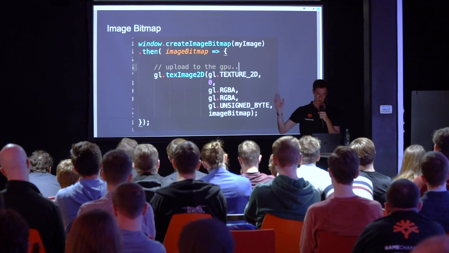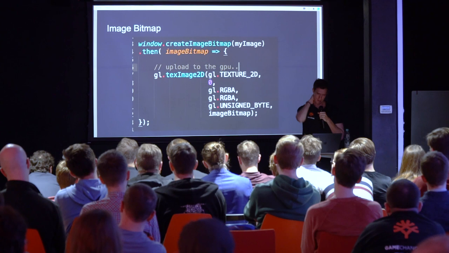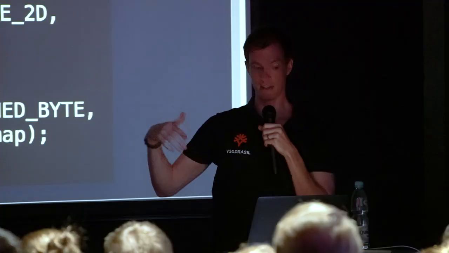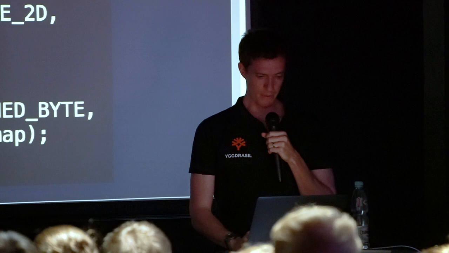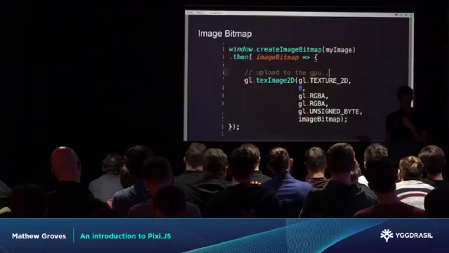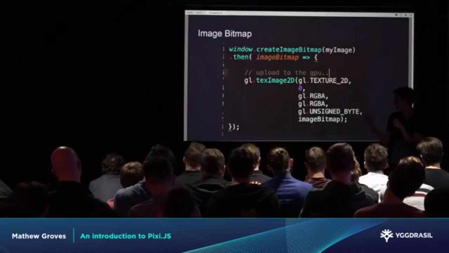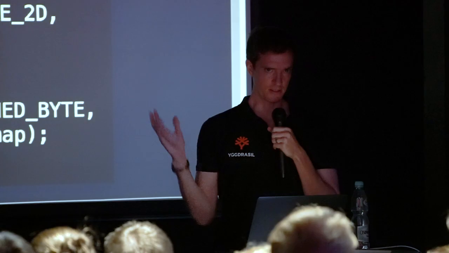So in version 5 of Pixi, and I think version 4 as well, as part of the loading process, when you use our loader, it will load the image, run this to convert it to an image bitmap, and then tell you it's loaded. When you upload it, it will upload as an image bitmap. Obviously, only Chrome and Firefox have this, and I'm sure it will spread to the other browsers soon. When it does, Pixi will use it for all of them. If it doesn't, it just does it the old way, so it falls back quite gracefully.